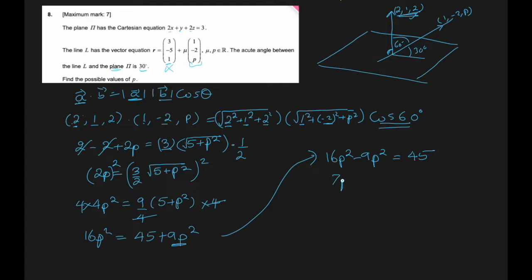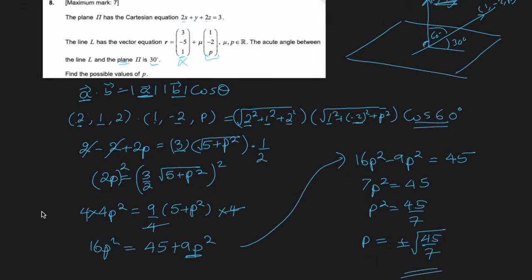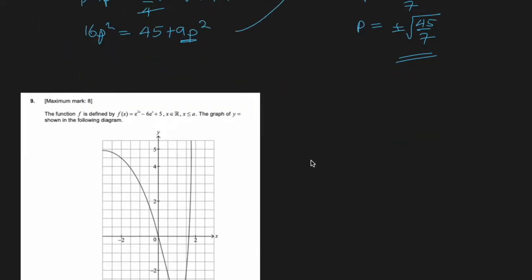7 P square equal to 45. P square is 45 divided by 7. And P's possible values are plus or minus square root of 45 over 7. Bring on number 9. Okay, here is the one.